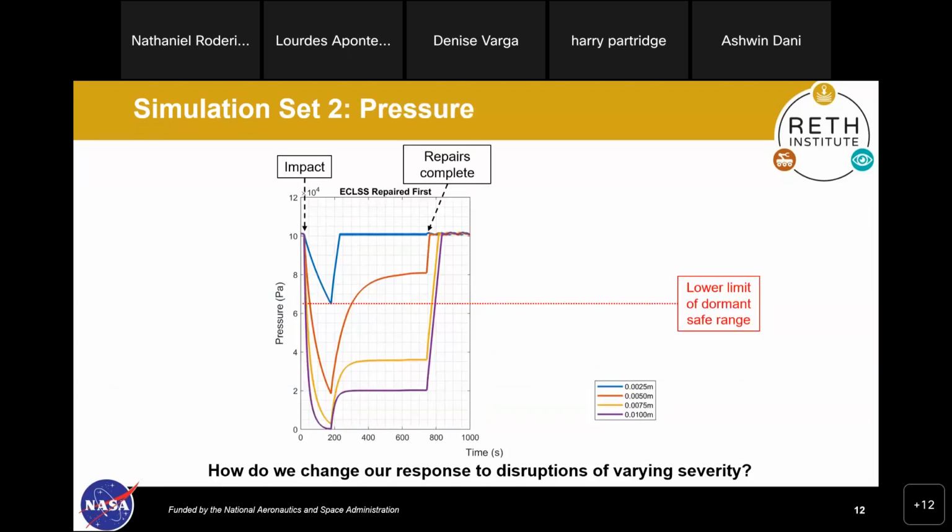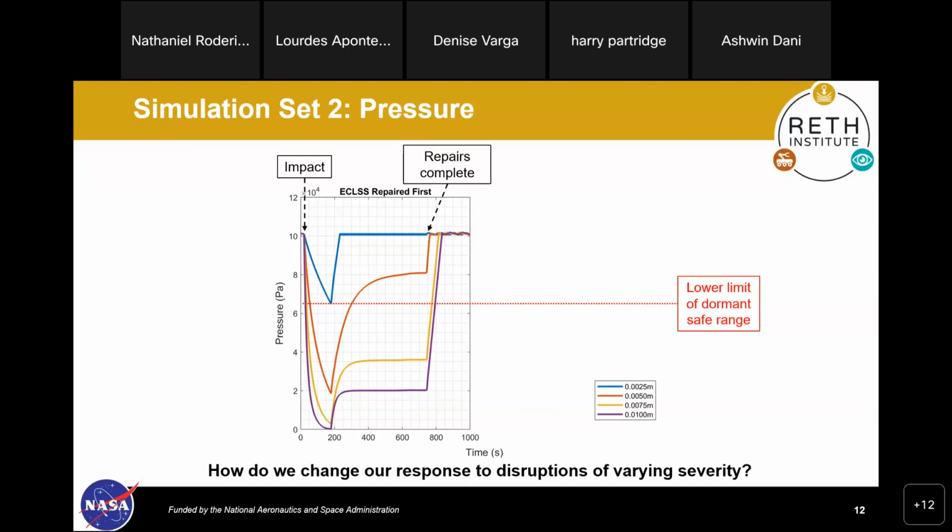On the first plot here, we see the pressure of the interior environment. And in this set of simulations, the pressure control system, which is part of the ECLSS, is being repaired first. So you see the impact happening of the meteorite. The pressure begins to drop very quickly. And depending on the hole size, it may drop outside of the safe range of the habitat. And then in the simulation set, like I said, first the pressure control system is repaired.